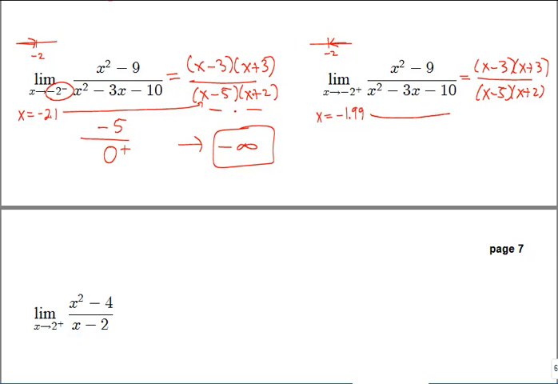So if we plug in negative 1.99 on the bottom and subtract 5 from that, that's going to stay negative. And then negative 1.99 plus a 2 becomes positive. So that 0 in the bottom is a negative times a positive, which is negative, and that numerator was still that constant negative 5. So a negative divided by a negative becomes positive, and this is going to infinity.